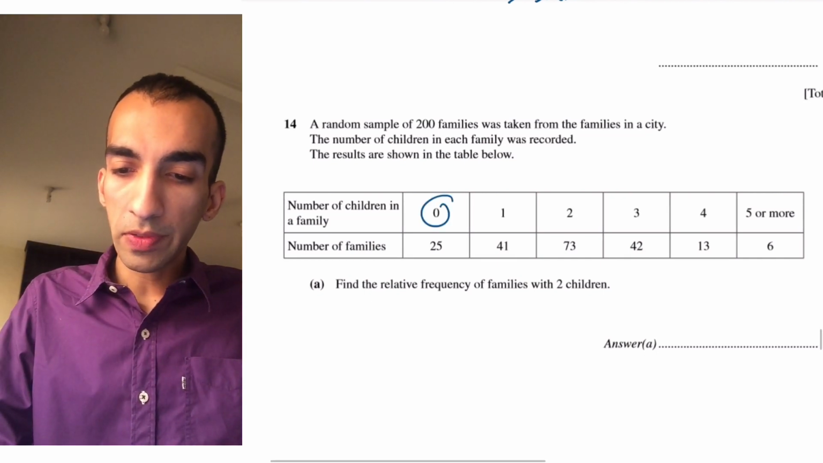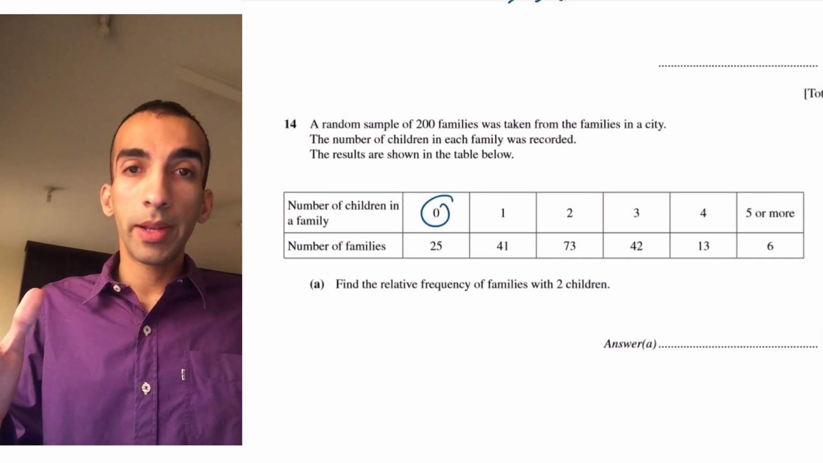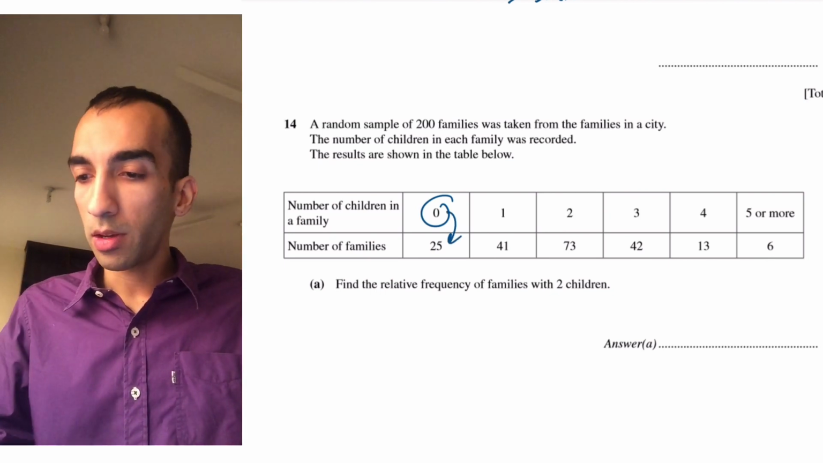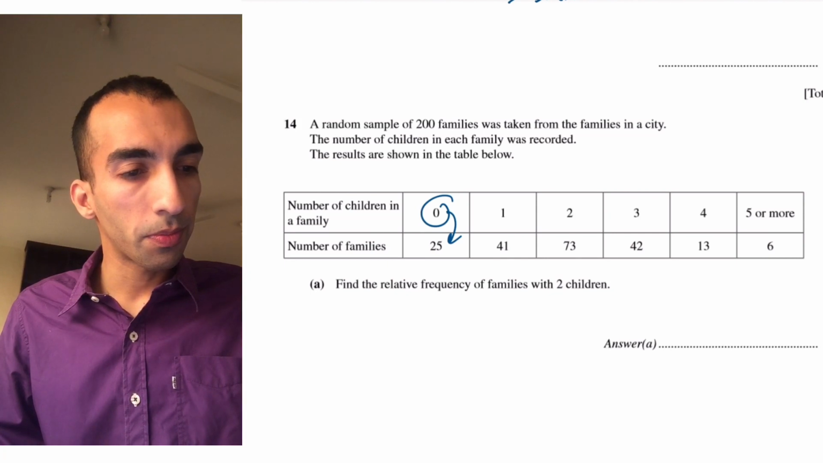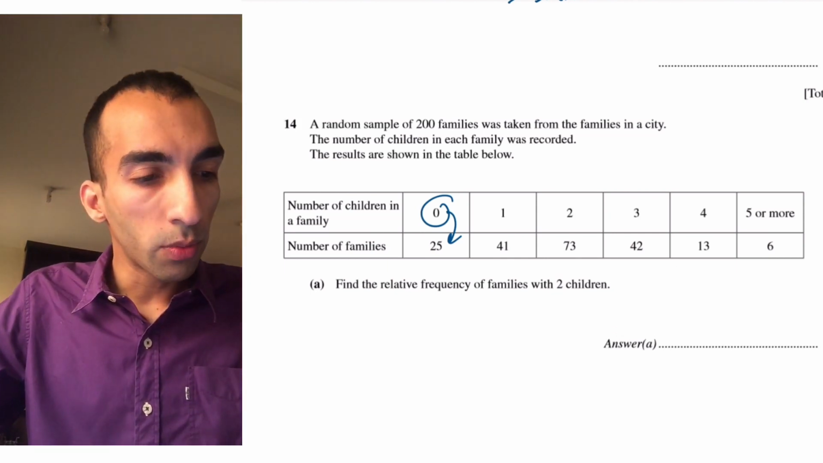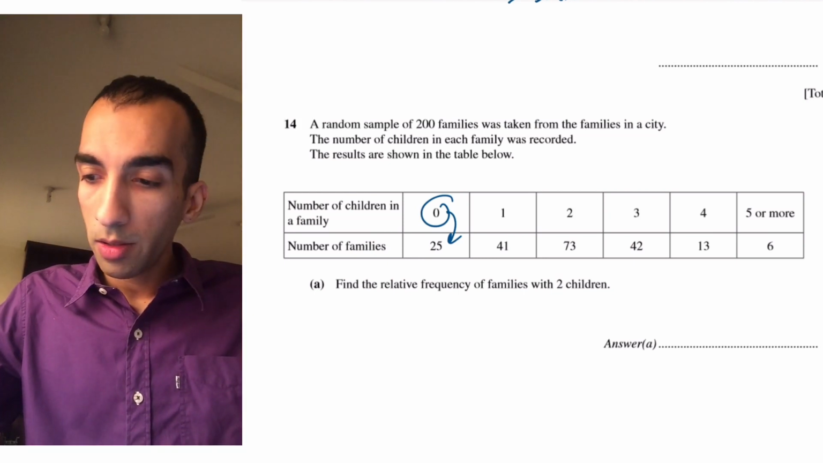Number of children in each family. How many families have 0 children? 25. How many families have, let's say, 4 children? 13. Similarly, how many families have 5 or more children? And that's 6.